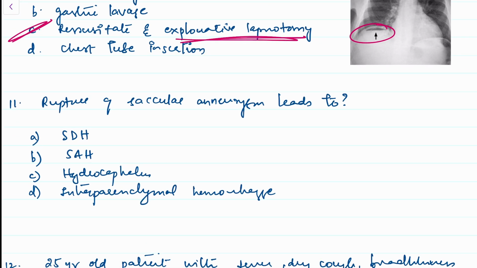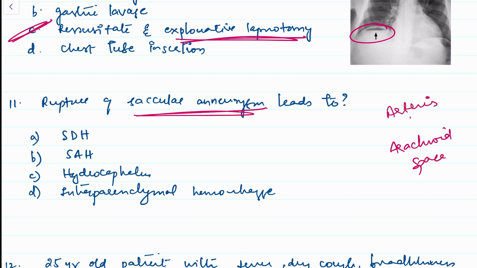So next up, rupture of a saccular aneurysm leads to. So remember guys, all the major arteries in the brain are floating in the arachnoid space. Therefore, whenever there is a rupture of any of the arteries or any aneurysm of those arteries ruptures, it will lead to subarachnoid hemorrhage. So that is the answer in this case.